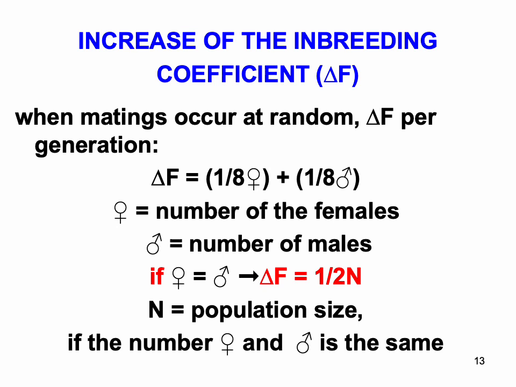The increase of the inbreeding coefficient, the delta F, can be expressed in an equation. When the matings occur at random, the delta F per generation will be 1 per 8 females plus 1 per 8 males. And if the number of males and females is the same, the delta F is 1 per 2n, where n is the population size.